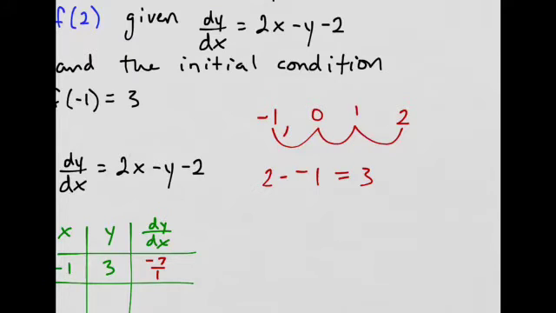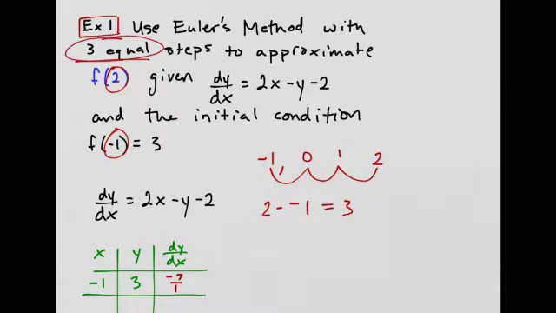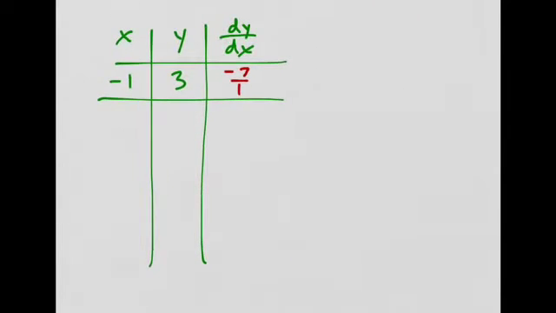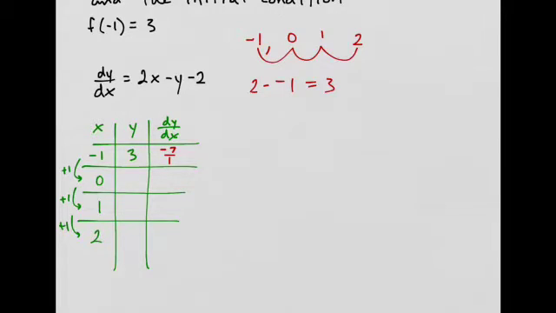Hopefully that makes sense. How do I get from -1 to 2? Well, it tells me to use 3 equal steps. So I just go -1 to 0 to 1 to 2. That's 3 steps. So I can just fill this in right now: -1, 0, 1, 2. That's +1, +1, +1. Those are the 3 equal steps. I don't have to do equal steps, but this is telling me to do equal steps.